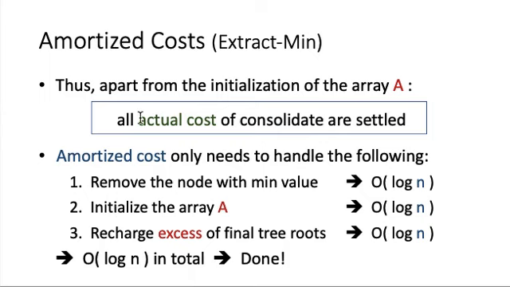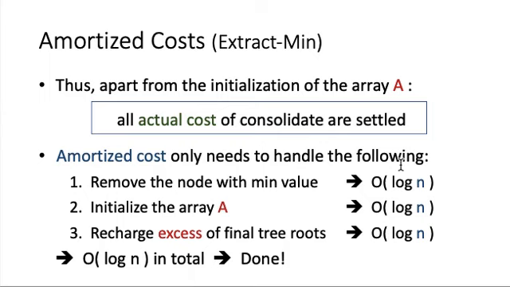So what does that mean? Apart from the initialization of this array A, all the actual costs in the consolidation will be settled. So we don't need to pay for the consolidation using anything extra. The original excess is enough. So now, for the amortized cost, we see that we only need to handle the following. First of all, we need to remove the node with the minimum value. And this will create at most order of log n new trees.